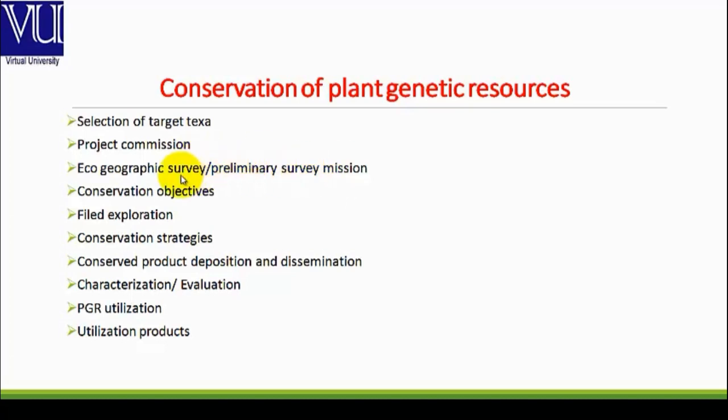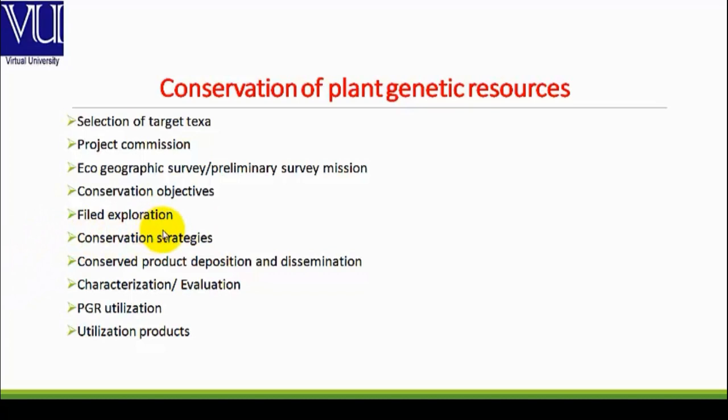The next one is about different objectives of the conservation. They formulate a clear, concise set of conservation objectives which state the practical steps that must be taken to conserve the species and propose how the conserved diversity is linked to utilization.